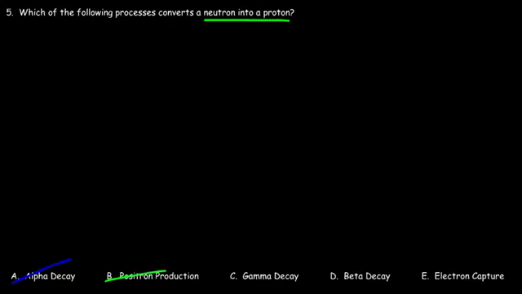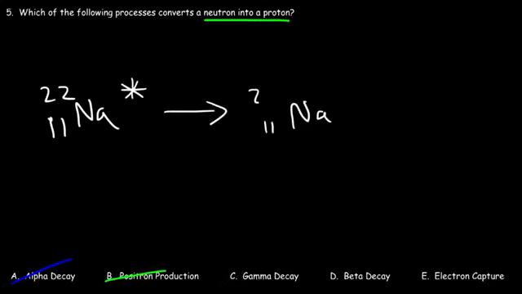Now what about gamma decay? Let's say we have an energetic element. Let me use an example. Let's use sodium-22. But let's say it has a lot of energy and it emits some of that energy in the form of gamma radiation. Notice that gamma decay does not change the mass or the atomic number. So therefore, it's not going to convert a neutron into a proton. Gamma decay simply reduces the energy of the nucleus.